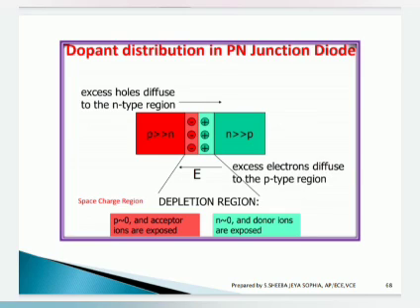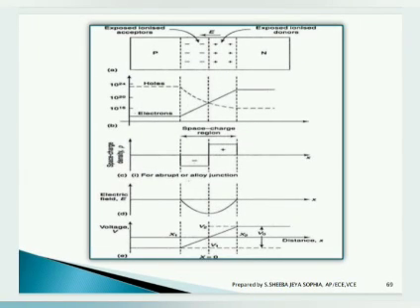This depletion region is the space charge region in which, on the p-side, p is approximately 0 and acceptor ions are exposed, and on the n-side, n is approximately 0 and donor ions are exposed. This is the diagrammatic representation of the depletion region created.